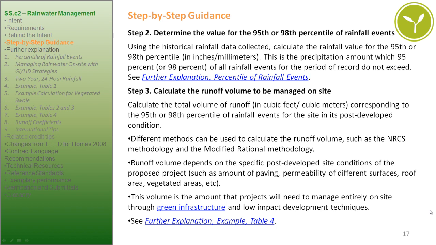Step 3. Calculate the runoff volume to be managed on site. Calculate the total volume of runoff in cubic feet or cubic meters, corresponding to the 95th or 98th percentile of rainfall events for the site in its post-developed condition. Different methods can be used to calculate the runoff volume, such as the NRCS methodology and the modified rational methodology.